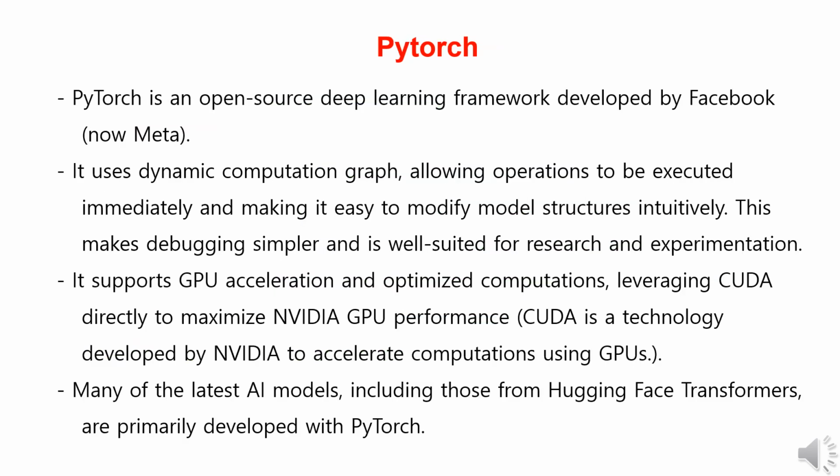Now, let's take a look at PyTorch. PyTorch is an open-source deep learning framework developed by Facebook, now known as Meta. One of the main features of PyTorch is that it is based on dynamic computation graph, allowing operations to be executed immediately and making it easy to modify model structures intuitively. This makes debugging simpler and is well suited for research and experimentation.